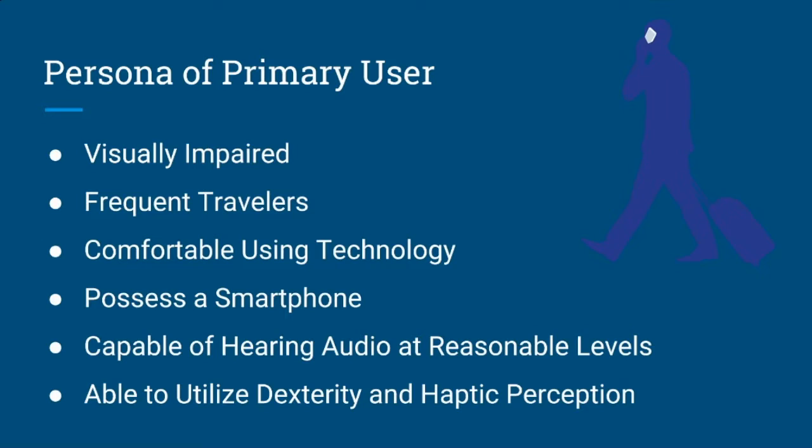The user should be comfortable using technology. Our application will run on a smartphone or mobile device, so the user will need to possess one of those. The user will also need to be capable of hearing audio signals at a reasonable level. The reason for this is the interface of our system utilizes text to voice as an aid as part of our multimodal system. And we also use some haptic feedback, so the user will need a reasonable amount of dexterity and haptic perception.